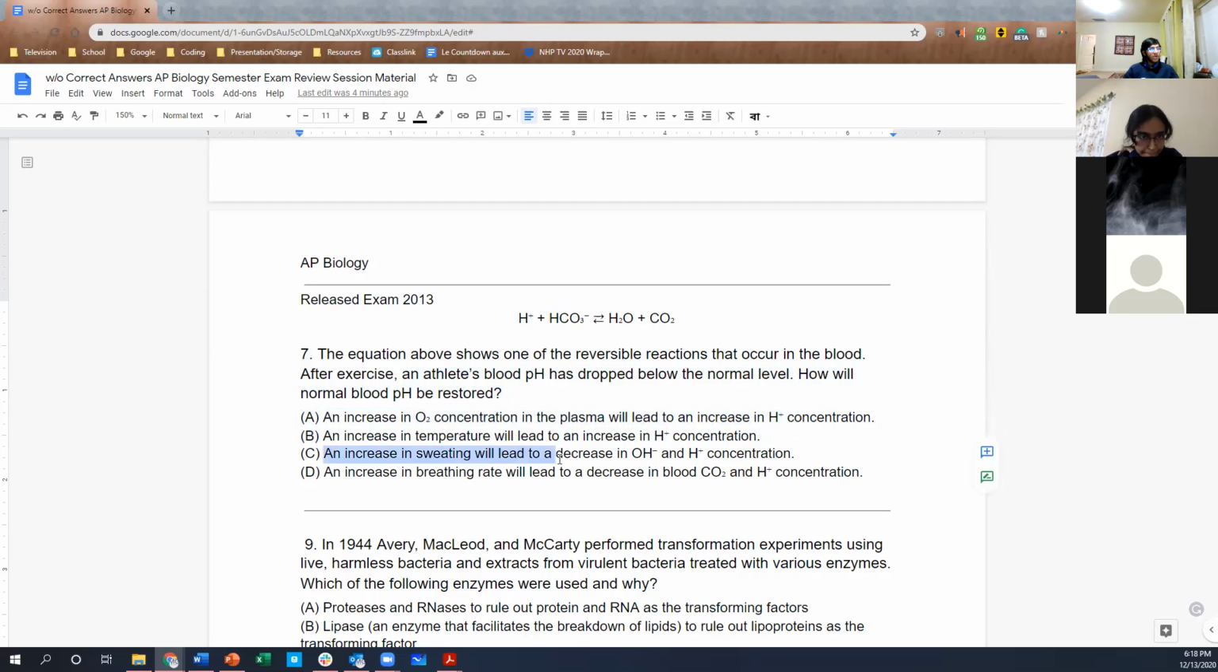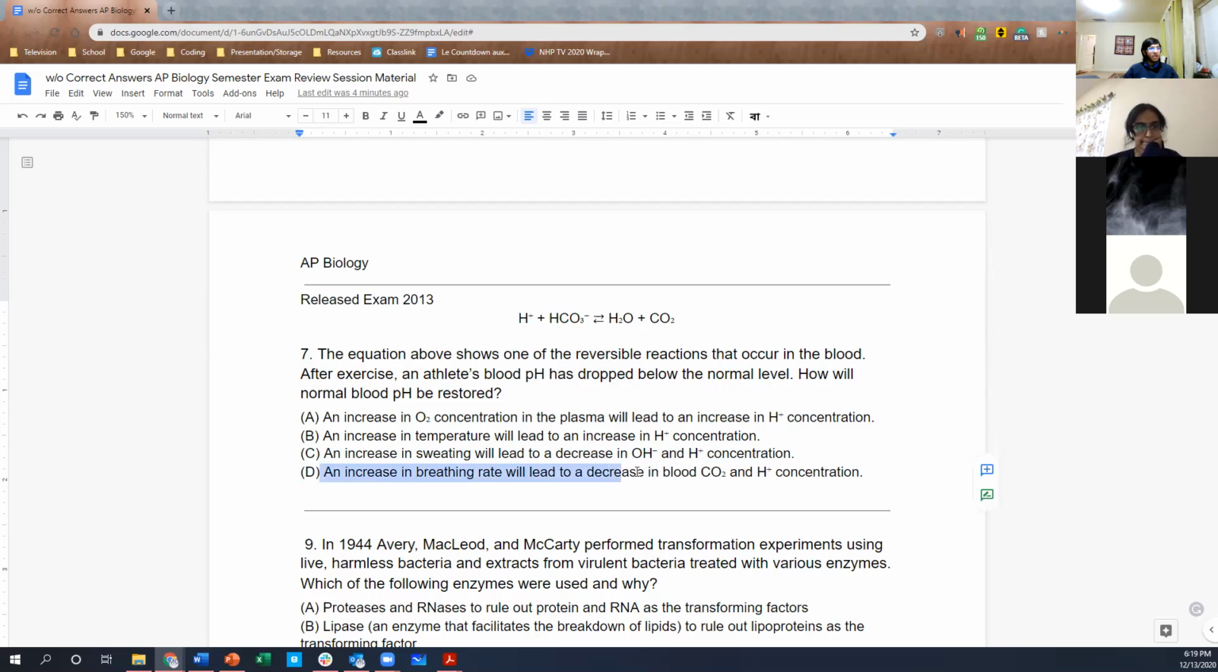And an increase in sweating will lead to a decrease in OH- and H+ concentration. That doesn't quite make sense to me because it could be, right? Because hydroxide concentration has to do with bases, right? And if you decrease both of them, that's kind of not doing anything. Maybe it could be that, but I don't think it's C.